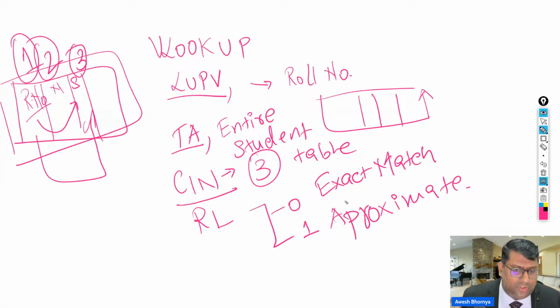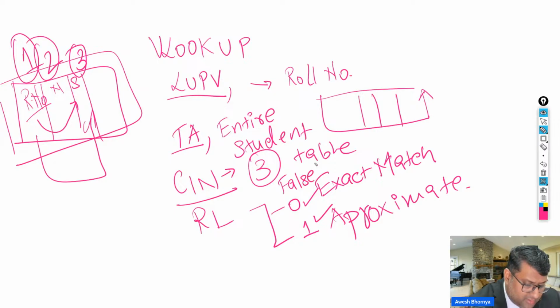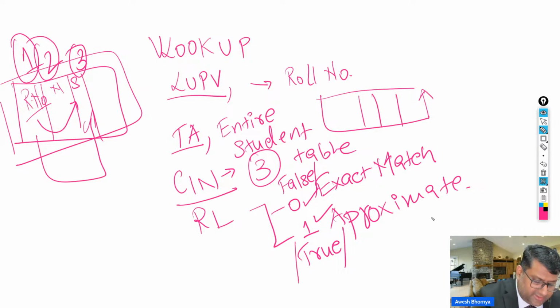So this is the range lookup. Now you can either use 1 or you can use 0, and the meaning of it is given: exact match and approximate match. Now the question is, instead of 0, you can also write false, or instead of 1, you can also write true. Now this true or false basically indicates that there is a Boolean value involved.